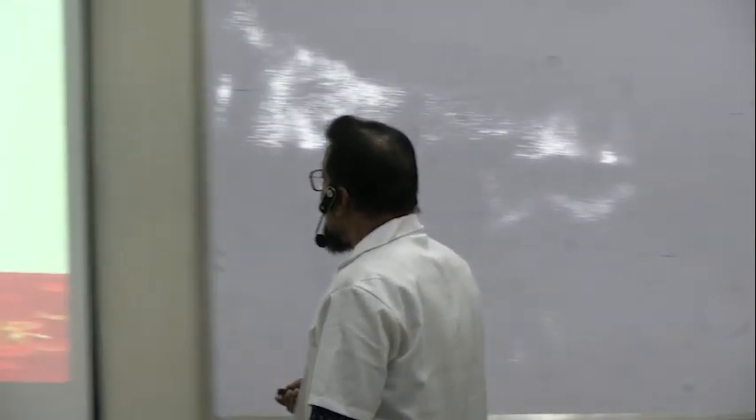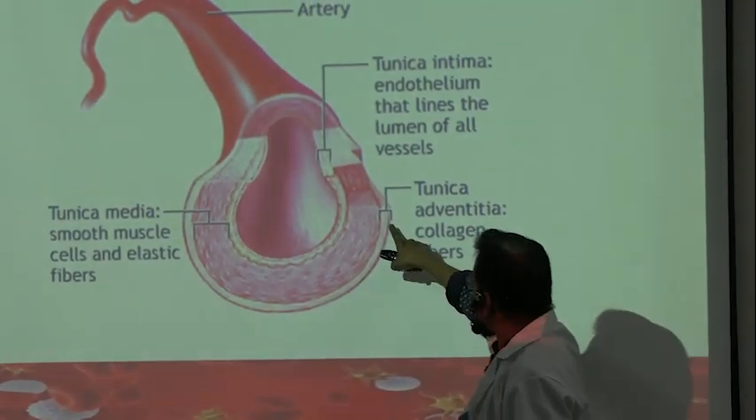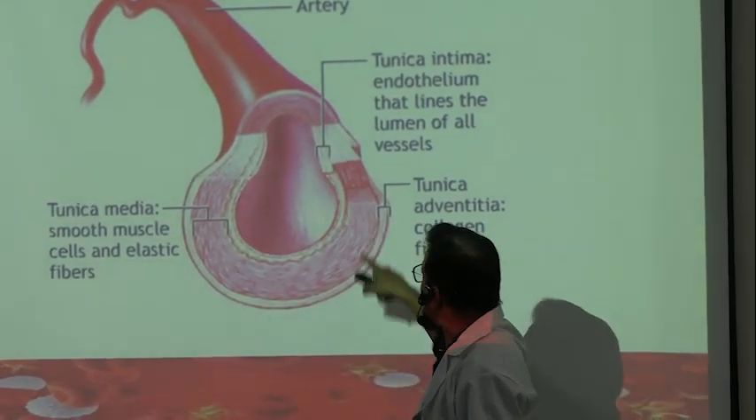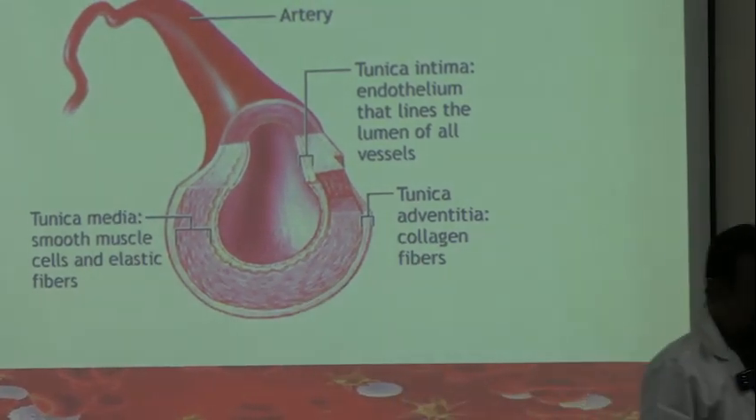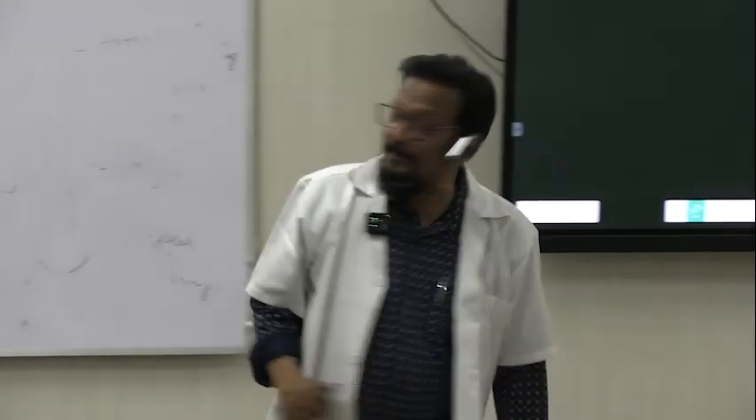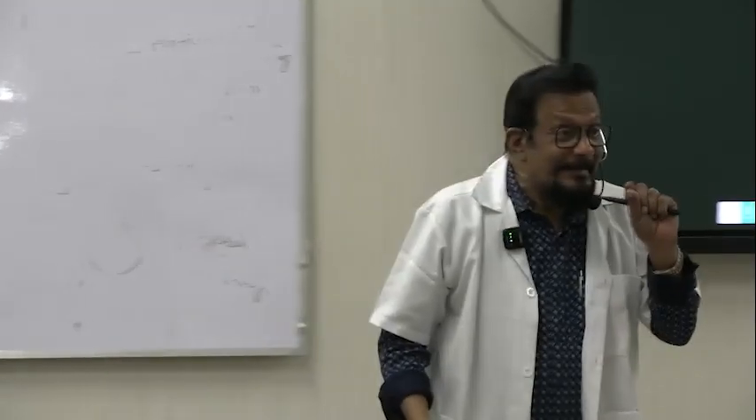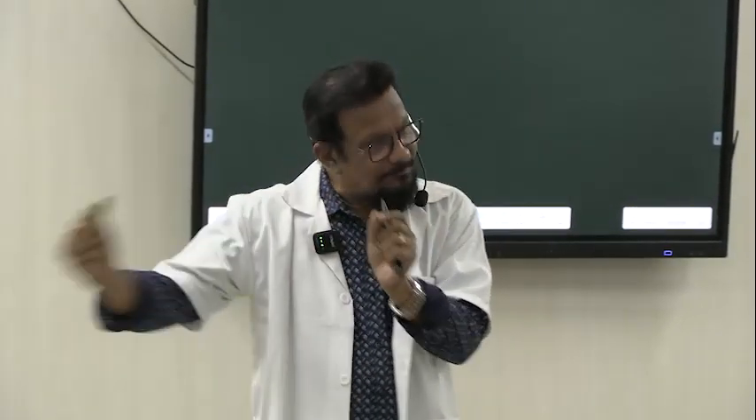So, tunica adventitia, outermost layer. Tunica media, made up of smooth muscles. And the inner coat is tunica intima. This layer is actually made up of endothelial cells. And the inner surface is smooth.